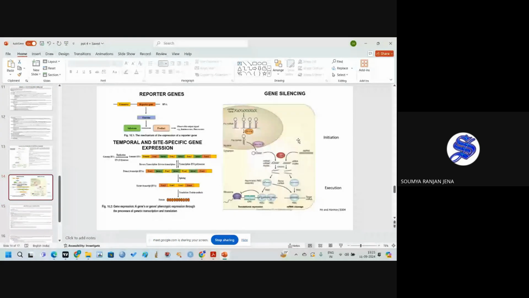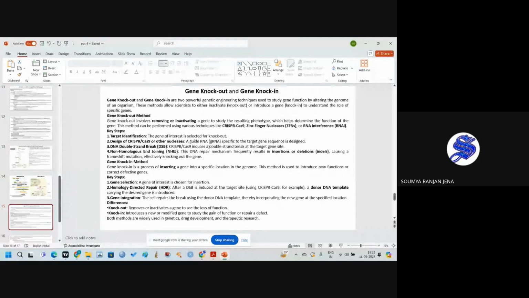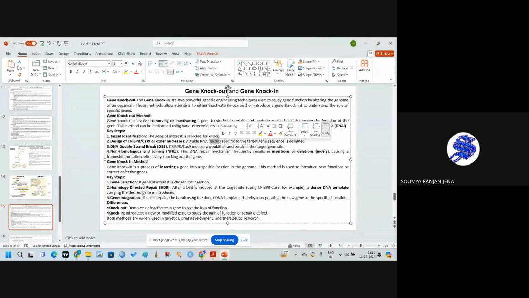Like this guide RNA, this microRNA is a guide RNA. It will bind to a complementary sequence of particular genes for repression, or bind to the mRNA for repression. A guide RNA specific to the target gene sequence is designed. This guide RNA has a sequence complementary to the target gene, and then it causes a double stranded break. Cas9 is an enzyme that induces a double stranded break.